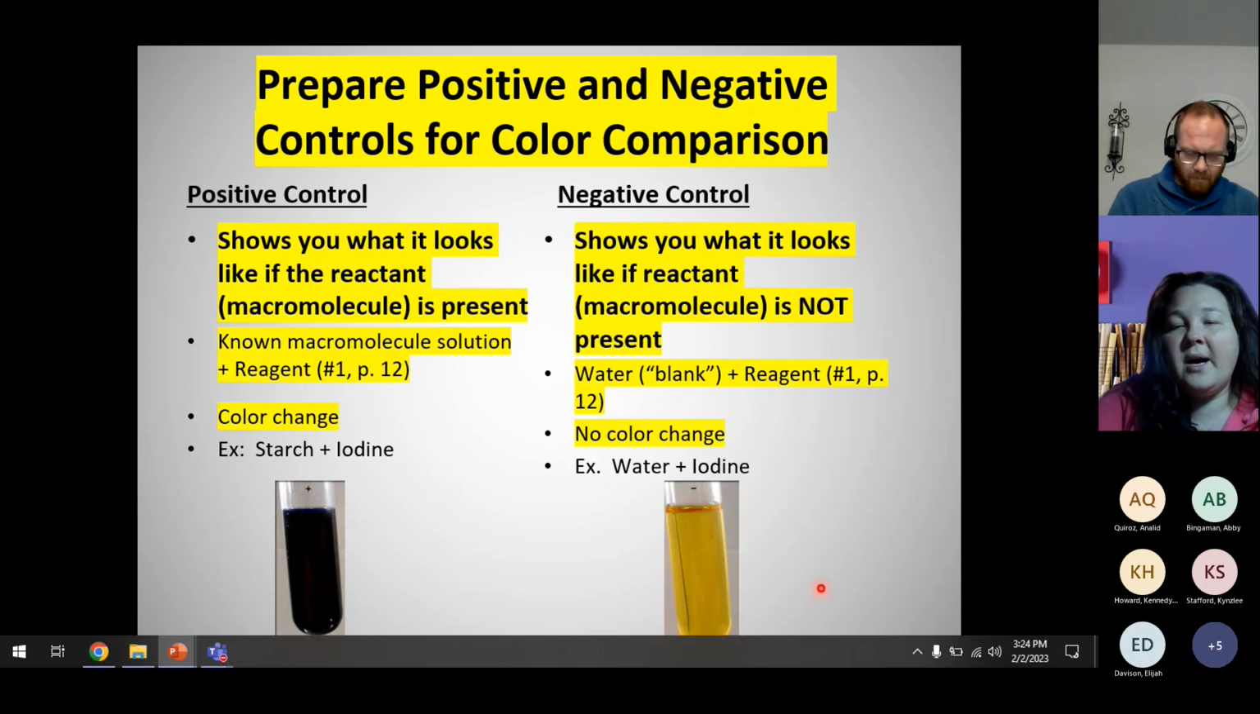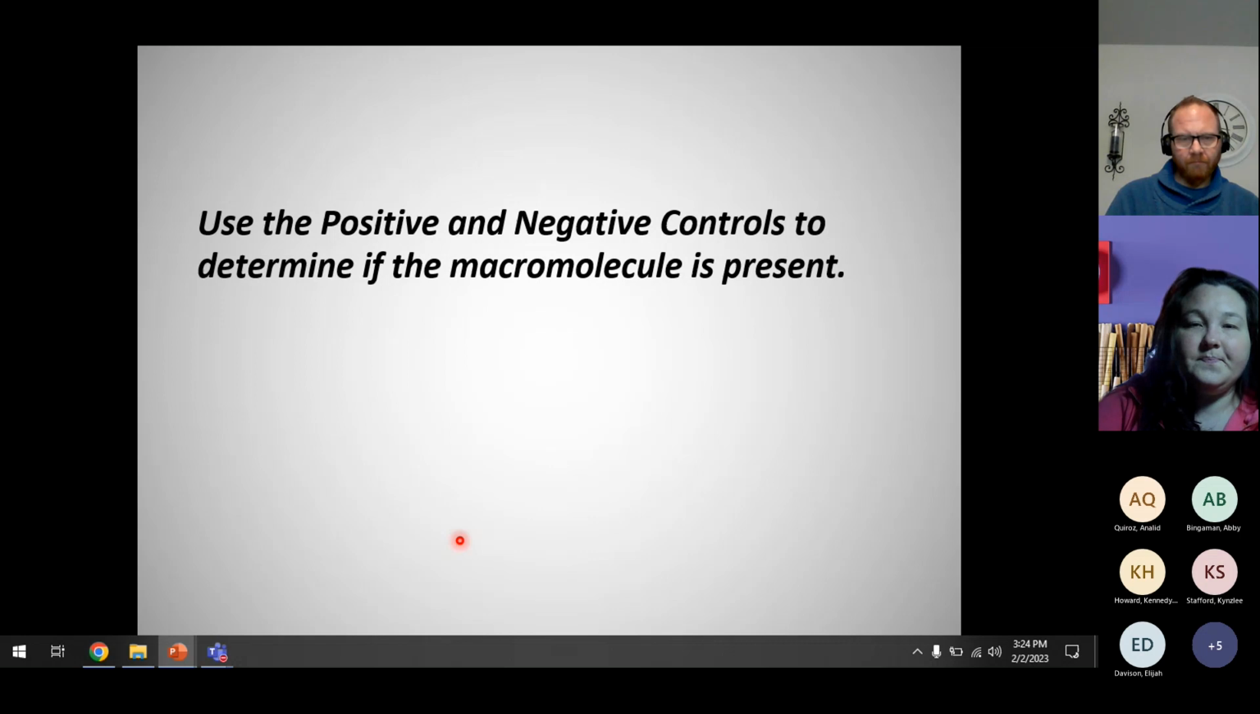So if you combine water and iodine, it's going to look this clear amber color. And then you can test for all the other foods and visually compare them to the negative control and the positive control to see if your result is negative or if your result is positive. You're going to use the positive and negative controls to determine if the macromolecule is present. Remember, the macromolecules we're testing for are sugars, starches, lipids, and proteins.